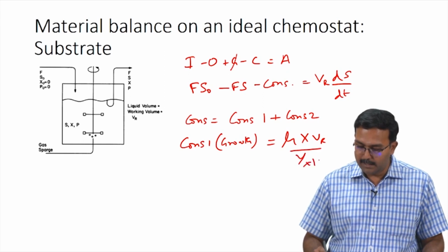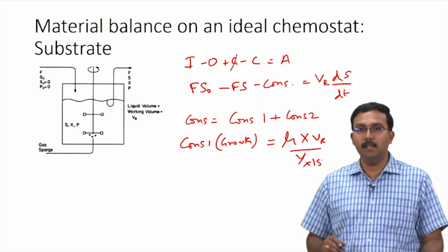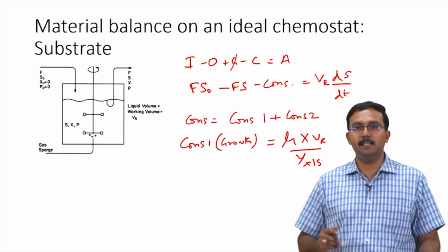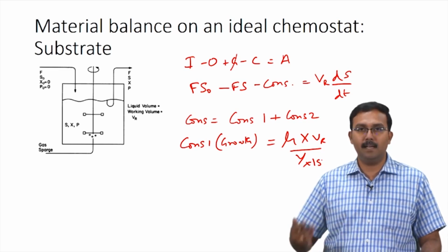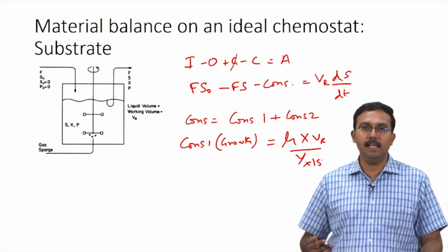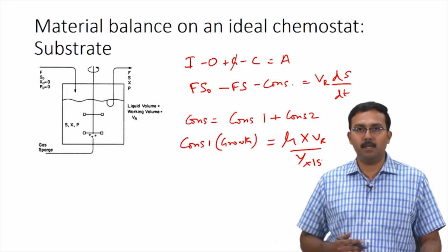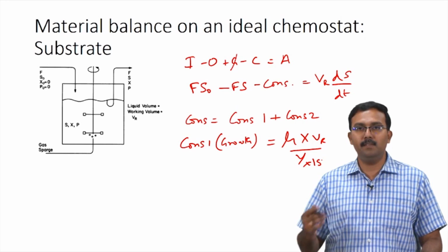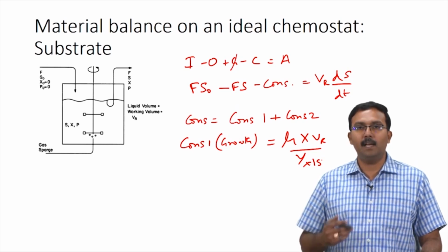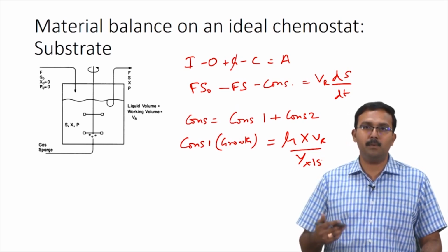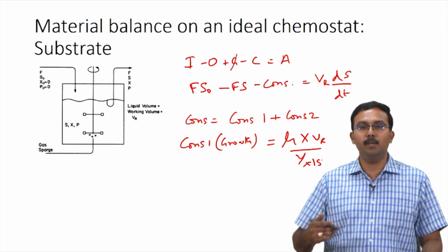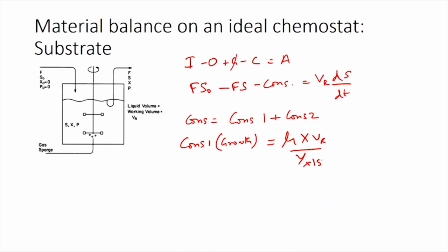by Yxs. What you see here is mu x Vr is the biomass which is generated, and Yxs is the yield of the biomass with respect to per unit of substrate consumed. So, mu x Vr divided by Yxs will actually give you the amount of substrate which is consumed per unit biomass which is produced.